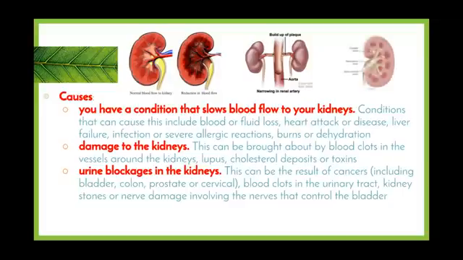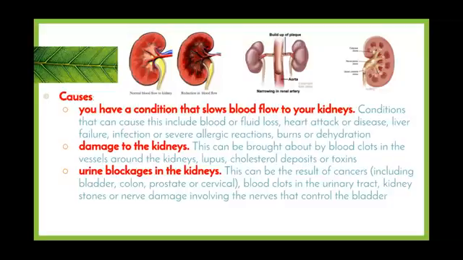And lastly, urine blockages in the kidney. So this can be the result of cancers, so a variety of cancers including bladder, colon, prostate or cervical cancer, blood clots in the urinary tract, kidney stones or nerve damage involving the nerves that control the bladder. So if the urine's not being removed from the bladder, then obviously we could have a buildup of this in the kidneys. And as we can see from the picture there, we've got quite large kidney stones forming in the kidney that's blocking the collecting ducts towards the ureter in order to get the urine from the kidney to the bladder.